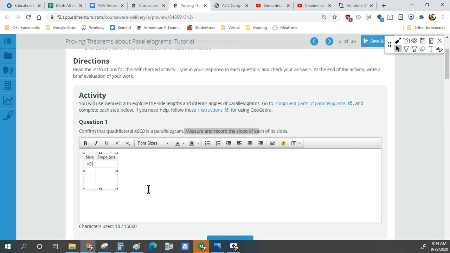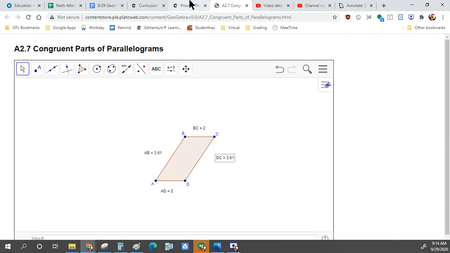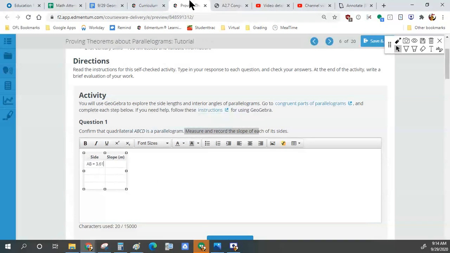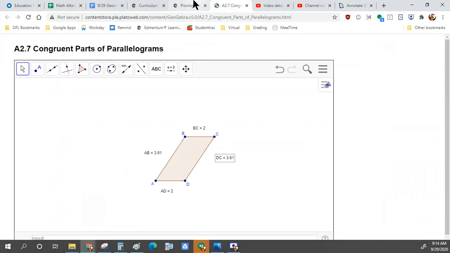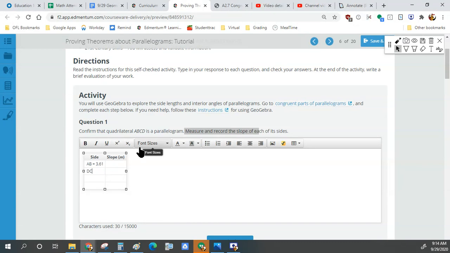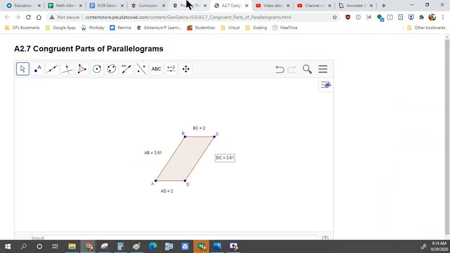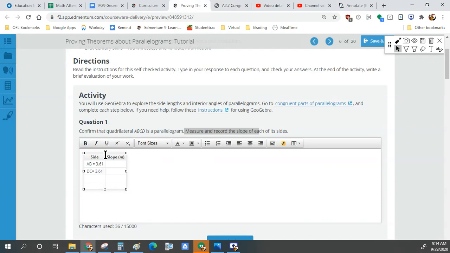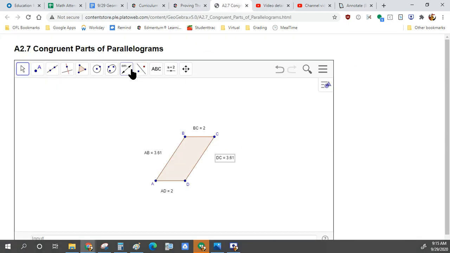AB equals 6. Do it this way, that way I know what side you're talking about too. I don't like how they didn't give you a spot to label it, or they should have labeled it on the sides, to be honest. BC, P, and AB equals 2. And then to do the slope, that one you just have to click the line.